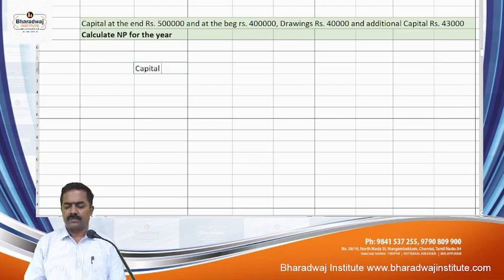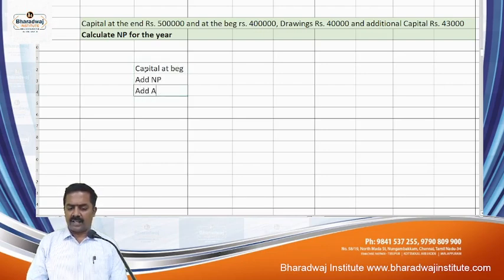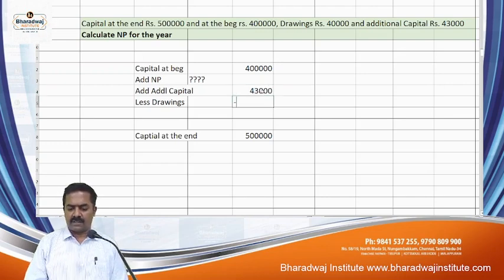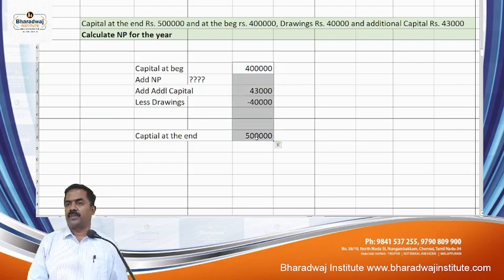Normally, how do you work out? Capital at the beginning, we add net profit, add additional capital, then less drawings. This will give us capital at the end of the year. Capital at the end of the year given is 5 lakhs. Capital at the beginning of the year is 4 lakhs. Net profit is the question mark. Additional capital given is 43,000. Drawings given is 40,000. As a gap, you can find out the net profit for the year.